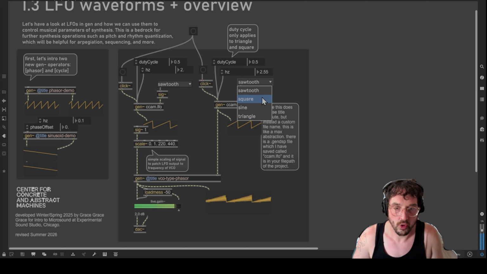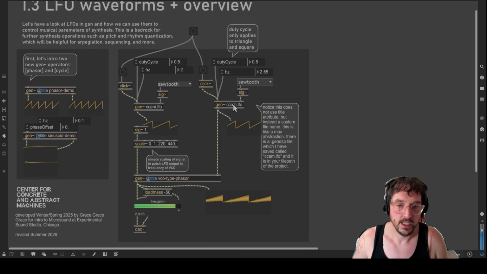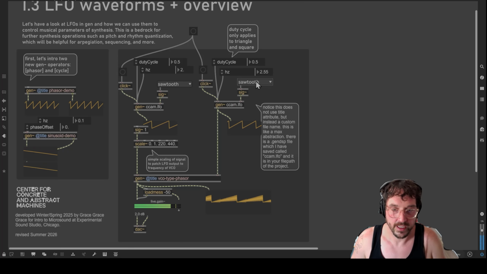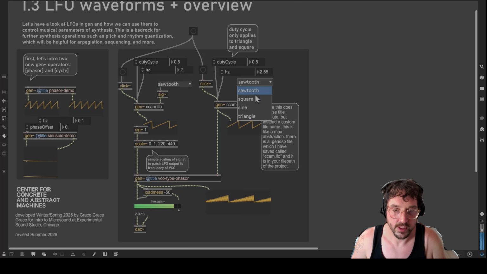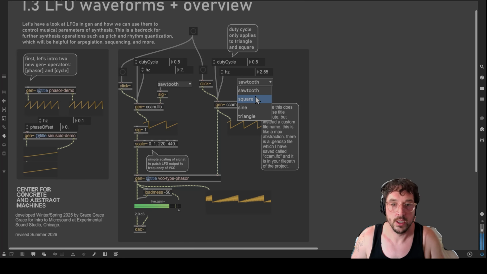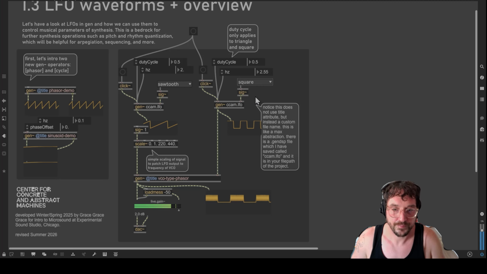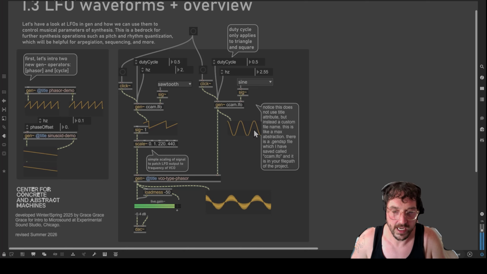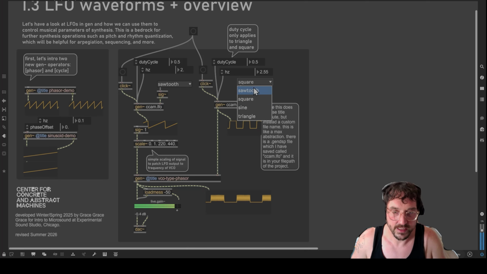I can also control the type of waveform using this, like an abstraction or a gen operator that I built ahead of time, that I'll show in a second. So this is a sawtooth or a phasor waveform. We also have square, which is either going to be on and off. This is also sometimes called a gate signal.